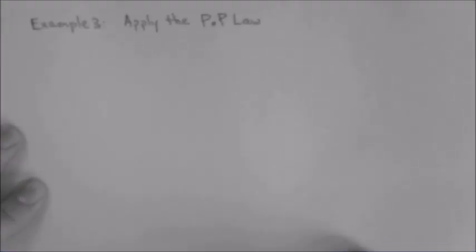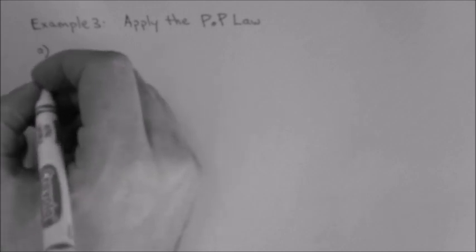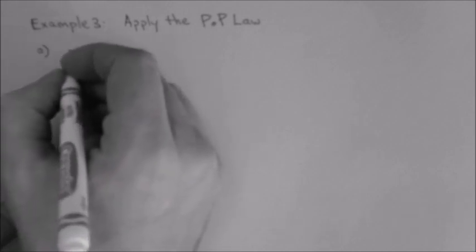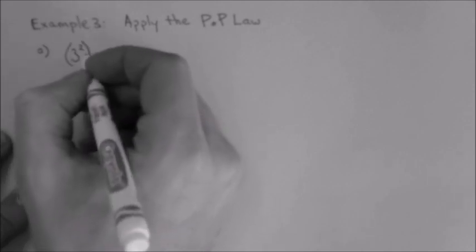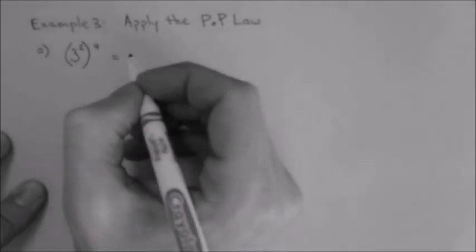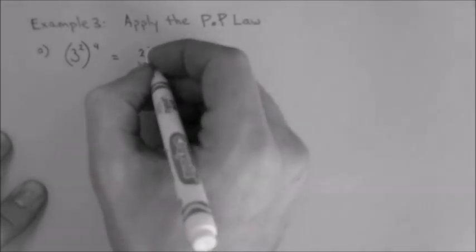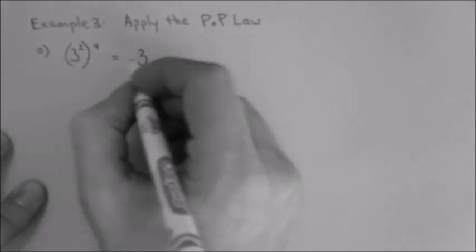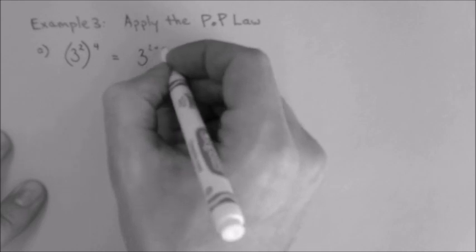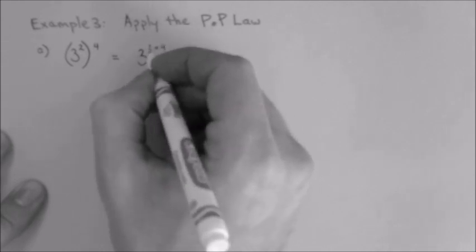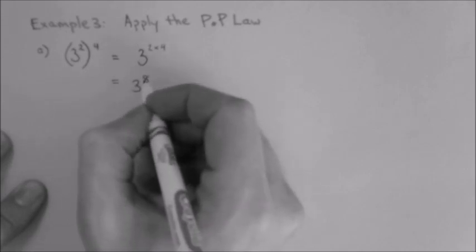All right, let's apply the power of power law in some examples. You're going to have four examples here. The first one is pretty straightforward. We're going to take 3 to the power of 2 and raise that to the power of 4. So if we write that out, expand it a little bit using our law, we don't have to write the whole expanded form anymore because we've already discovered that that's equivalent to 3 to the power of, and then in the exponent, 2 times 4, which gives us 3 to the power of 8.